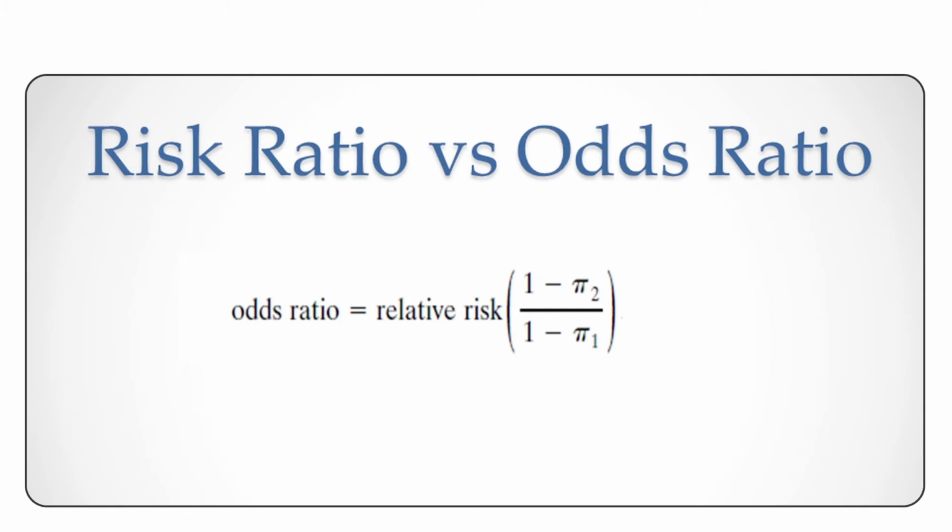There is another situation where the odds ratio and relative risk are not exactly equal but are equal for all practical purposes. This happens when pi 1 and pi 2 are very small relative to 1, so that the ratio 1 minus pi 2 over 1 minus pi 1 is approximately equal to 1. So pi 1 and pi 2 being very small means that the event which we are concerned with is a rare event.